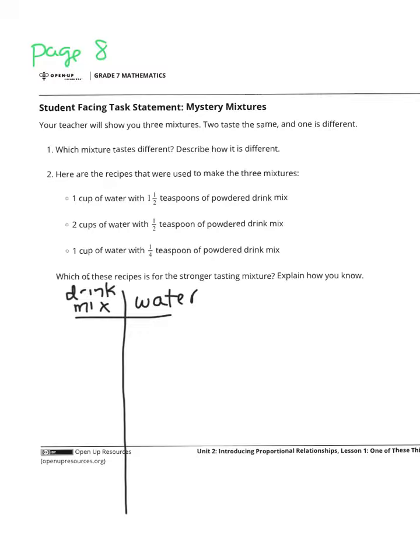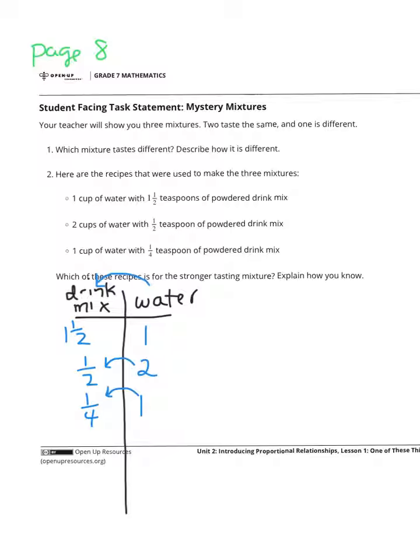Usually I mix up some drink mixtures, and our recipes go like this. 1.5 cups of powdered drink mix to 1 cup of water. 1/2 teaspoon of drink mix to 2 cups of water, and 1/4 cup of drink mix to 1 cup of water. And what we look at is which one of those recipes would have the strongest taste. So we figure out these ratios by dividing.